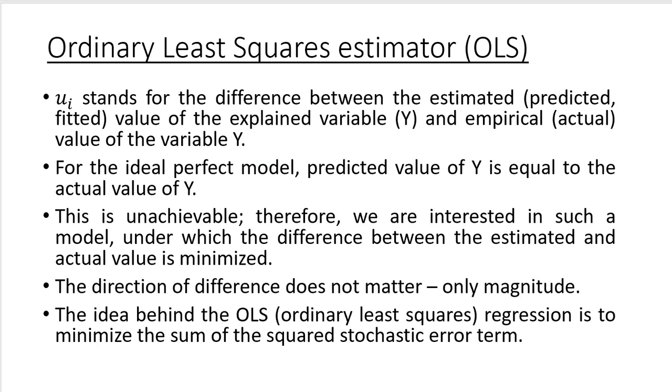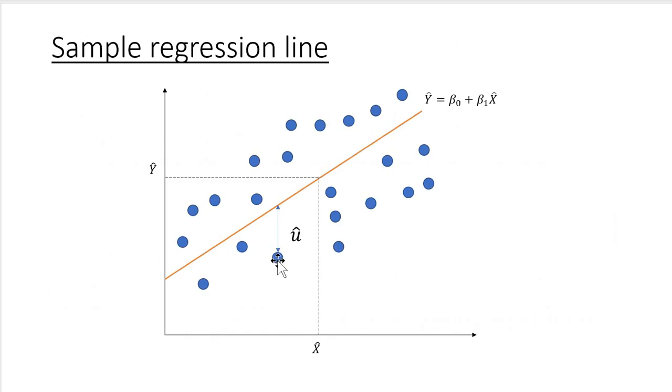So again, for an ideal perfect model, we want those error terms to be equal to 0, so there is no difference between the predicted and the actual value of y, but this is impossible. That's why we go for the second best option and we try to minimize those errors. So first of all, we go for squared errors, because we are not interested in the direction, only in magnitude. So it does not really matter whether the predicted value of y is above the actual value of y or below it.